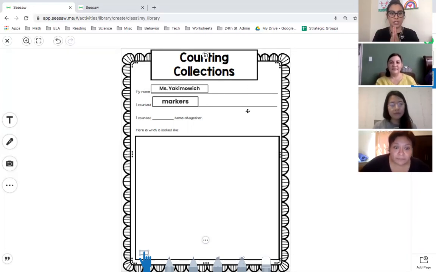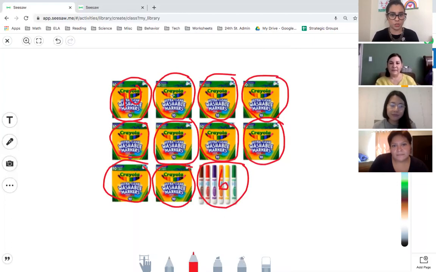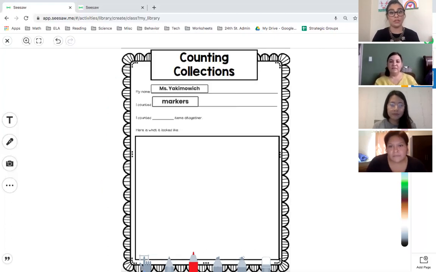So the first thing we do, what's the first thing we do, teachers, when we have our counting collection and we already have our collection in groups? What do I do next, Ms. T? You want to draw the number of groups that you have on the first page. Perfect. So on the first page, we have 1, 2, 3, 4, 5, 6, 7, 8, 9, 10, 11. 11 groups. So that means I'm going to draw 11 circles.